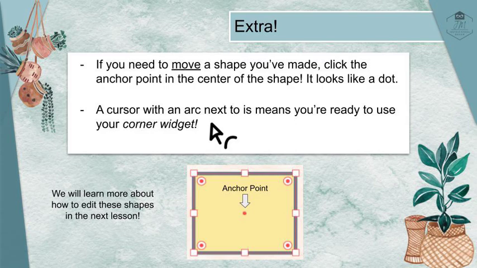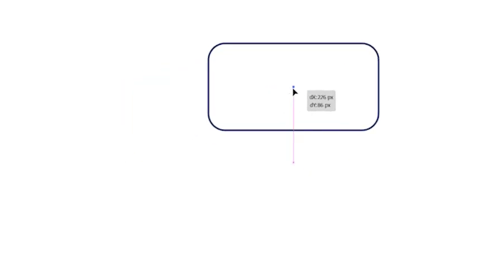Extra information. If you need to completely move a shape that you have made, click the anchor point in the center of the shape. It looks like a dot. Don't forget that your cursor will have an arc next to it. That means that you're ready to use your corner widget. If you try pulling inwards without that arc next to your cursor, it won't work. Here's our shape. There's the arc next to my cursor, so I can use the corner widgets. And make sure you hover over the exact spot where the anchor point is, and you should have that square next to your cursor. There's the square, and move.